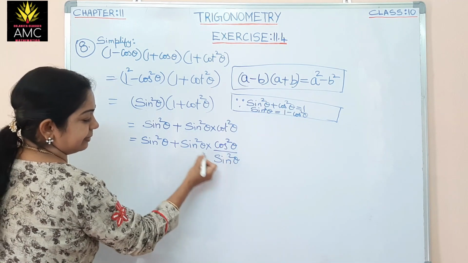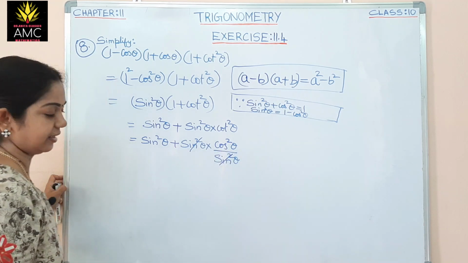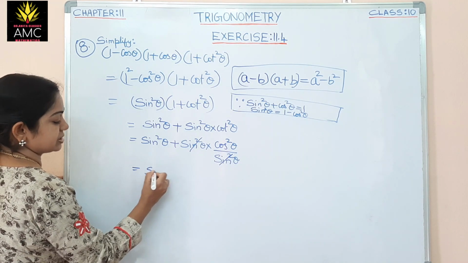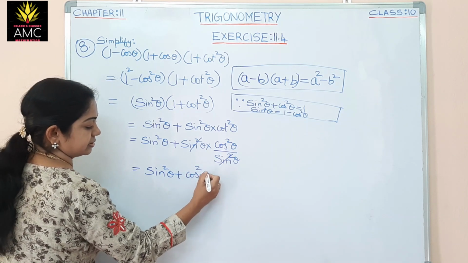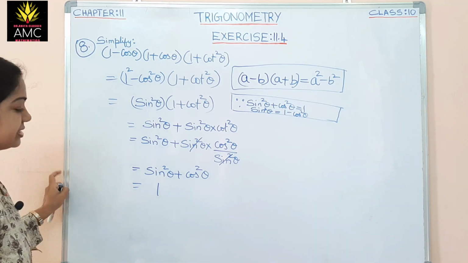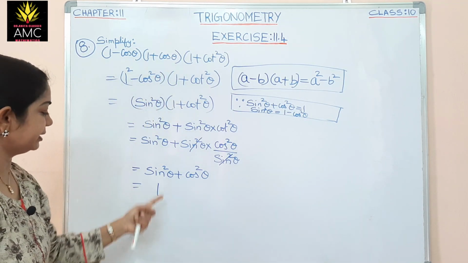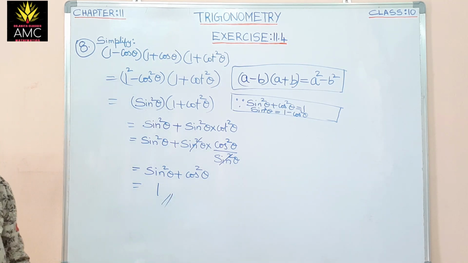Now this is clearly multiplied, so I can cancel it off. Now this comes to sin square theta plus cos square theta. Now this is simply 1 since this is the first identity. So we have simplified the complete thing and the value is 1. Quickly pause the video and note it down.